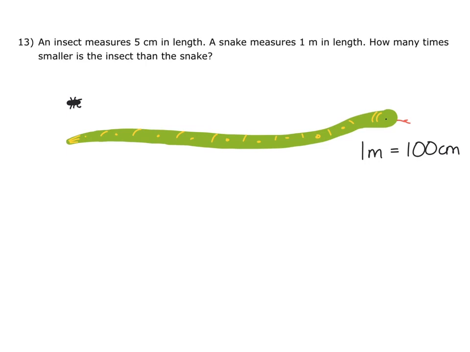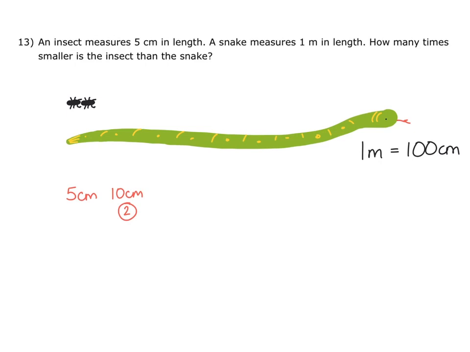So if we know that one insect on its own would have a measurement of 5 centimetres, then a second insect, put end to end with the first insect like this, would have a total length of 10 centimetres. So this would be 2 of our insects.